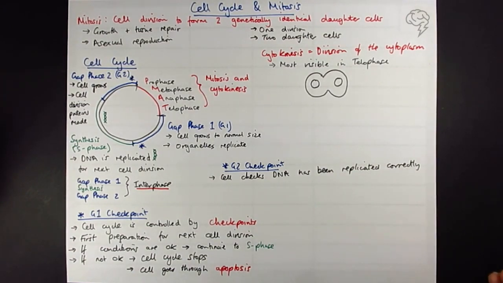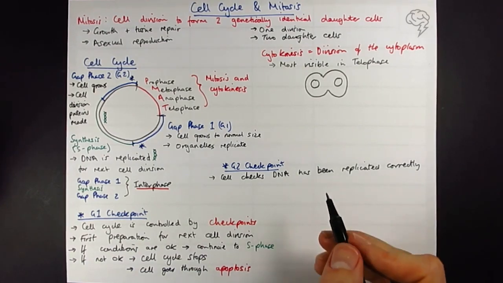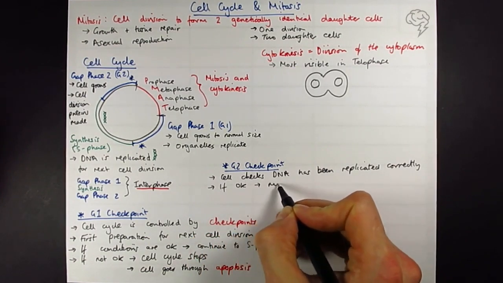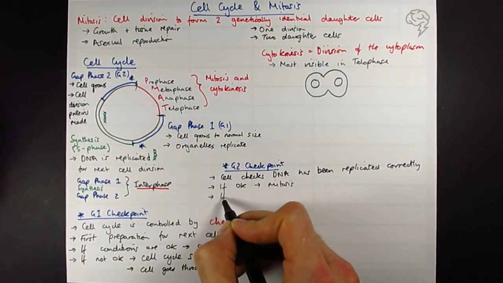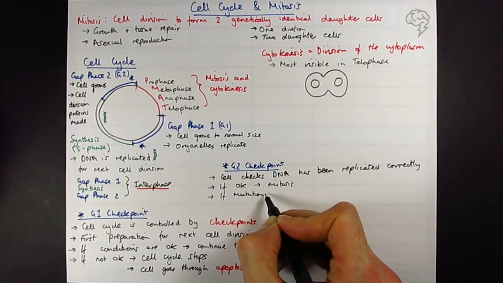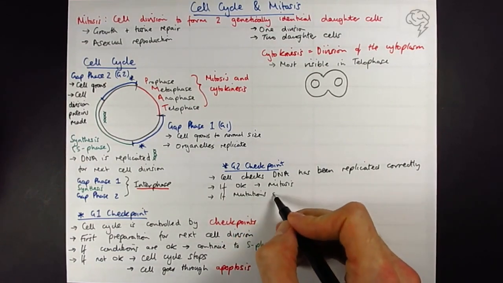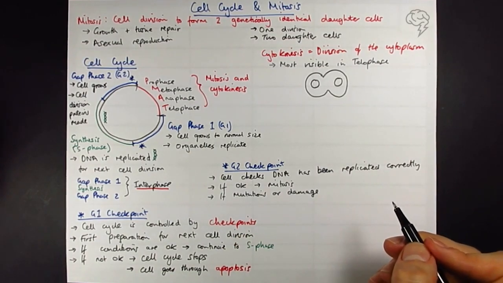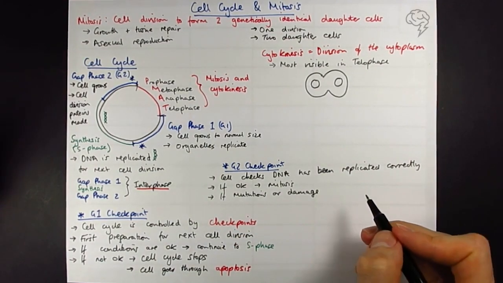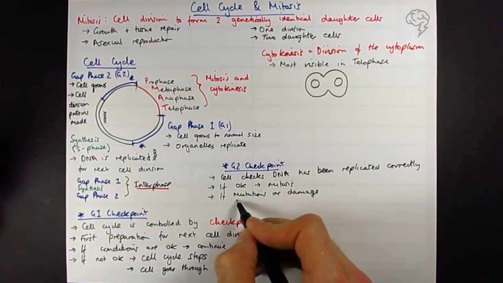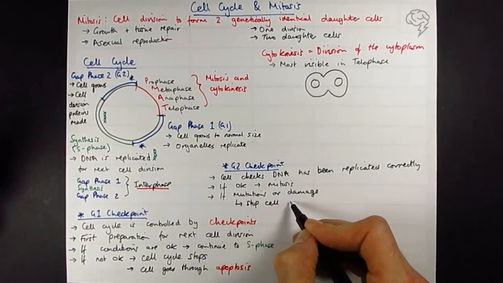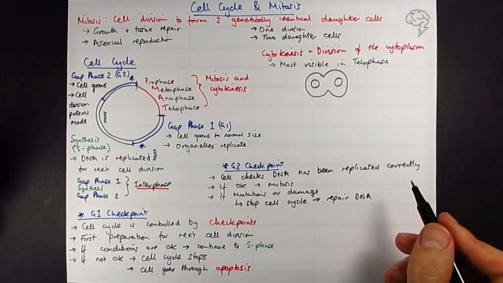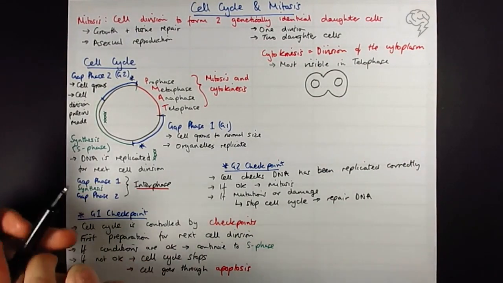If there's damage or big mutations, basically that's what it's checking for. So if it's okay, then you continue into mitosis. If mutations or missing pieces or damage, then again, you stop cell cycle. And you can actually repair the DNA, depends on what the issue is. If the damage is too great, then it will go through apoptosis.